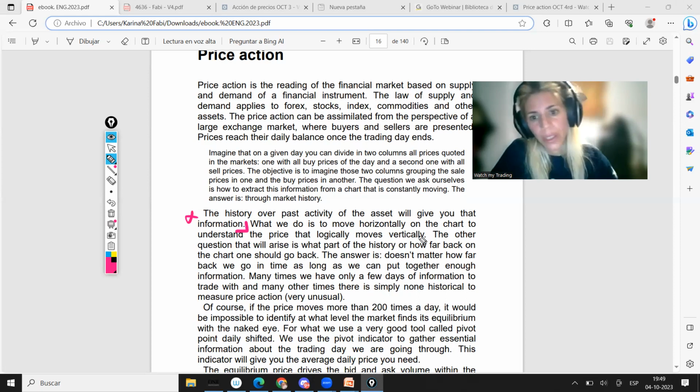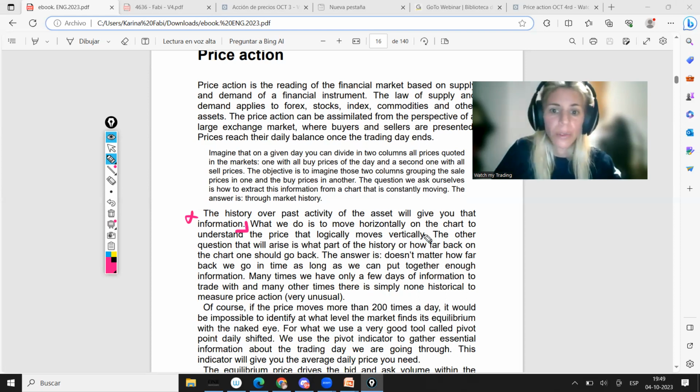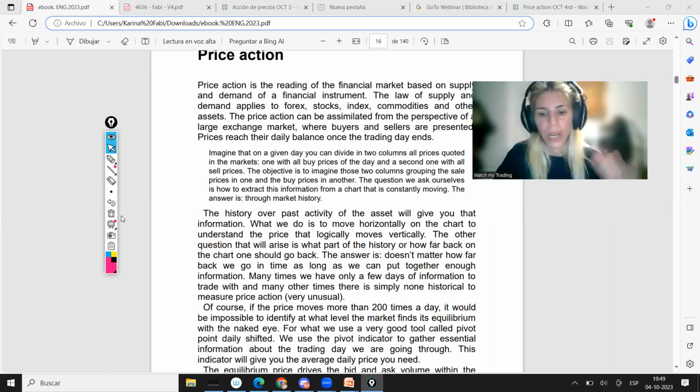What we do is move horizontally on the chart to understand the price that logically moves vertically. So what you want to do is to grab, for example, whatever instrument you want to trade, and then understand what the buyer is trying to get in the market, what the buyer is trying to see coming, and what the seller is trying to see coming, in case you have the seller side of the market, the sell market area. And that's quite easy to see. It will take you like 10 minutes to grab an instrument and to set up the price map.